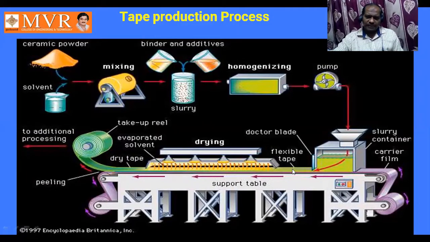It is a flexible tape you have prepared. To increase the quality of that, that means to increase the dryness, we are going to dry it under this area. So drying is going to happen in this area. After drying, the tape is no longer a wet tape, it is a dry tape. This dry tape is going to be bound to a roller.